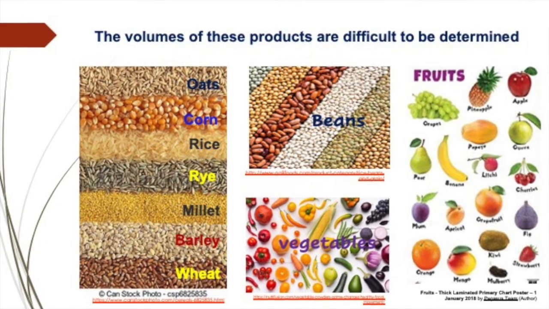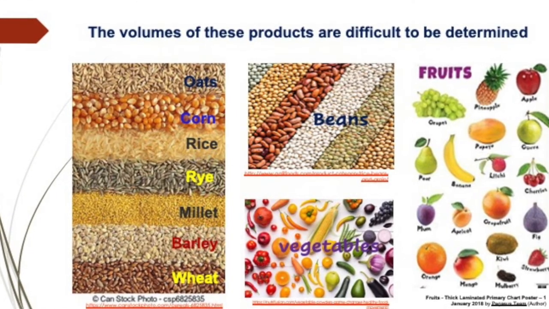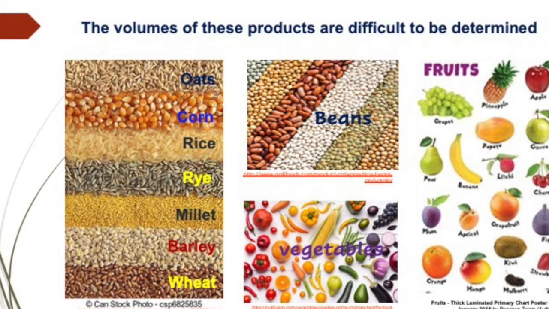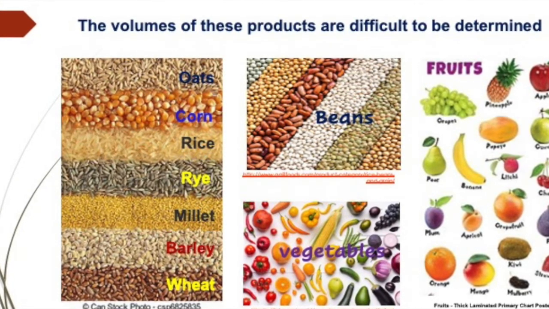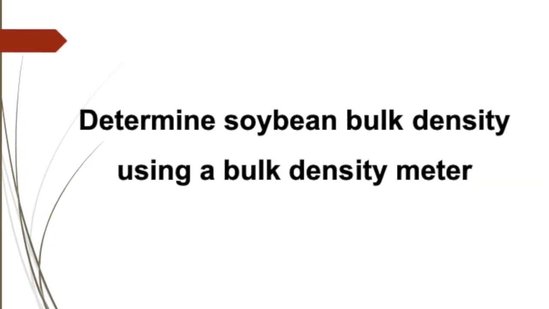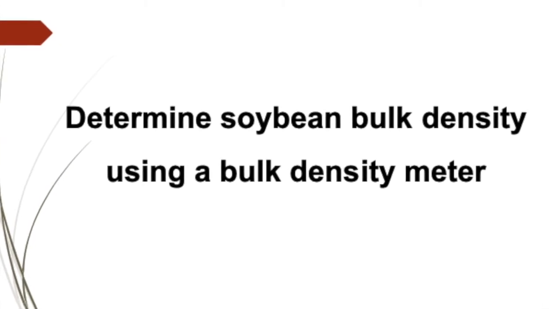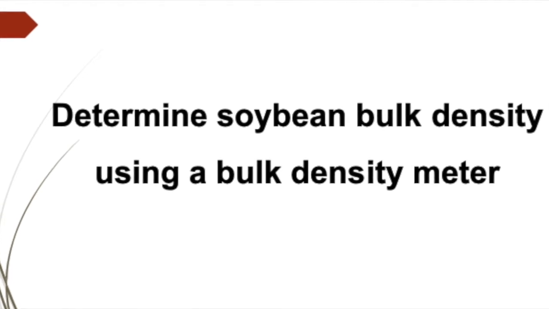In this video, we will learn how to determine the volume, solid density, bulk density, and porosity of biomaterial, like soybean, using different methods. The first method is to determine soybean bulk density using a bulk density meter. Let's watch a video to learn how to perform the measurement using the meter.